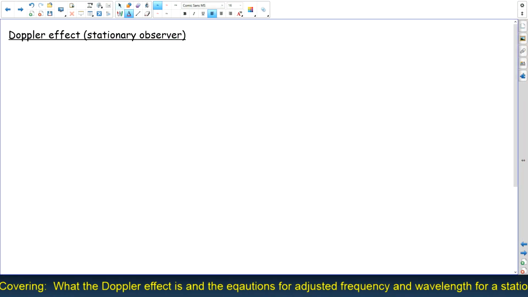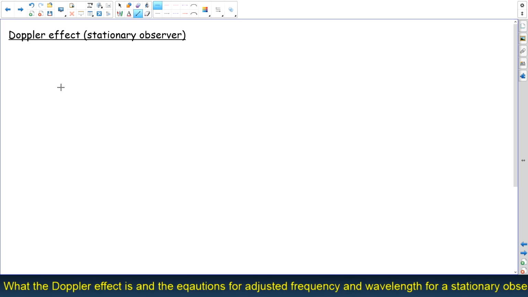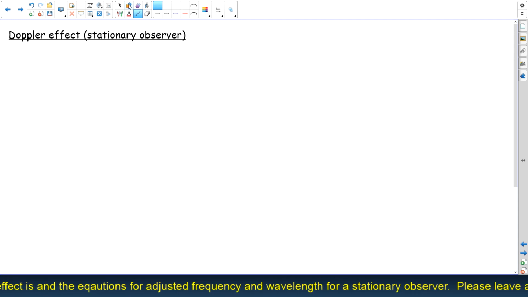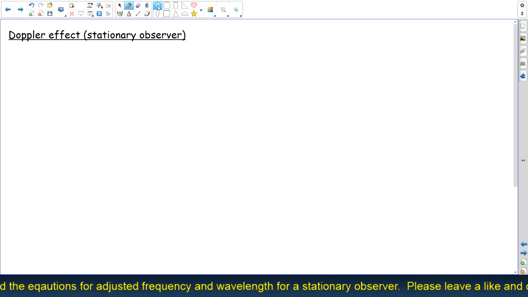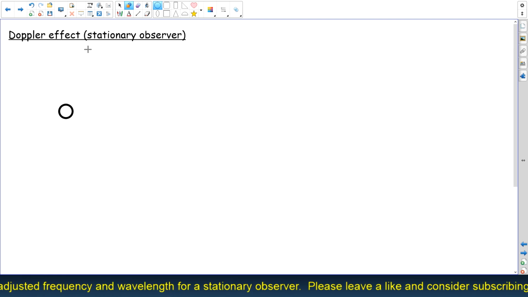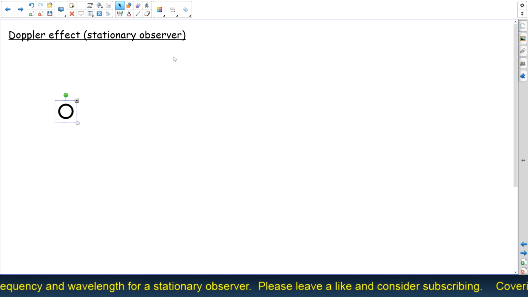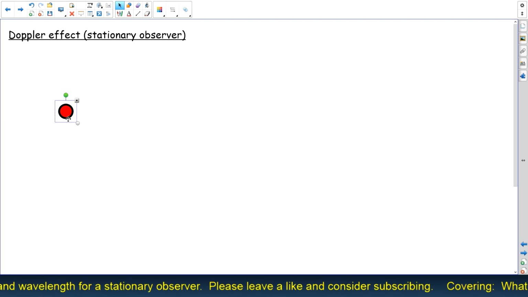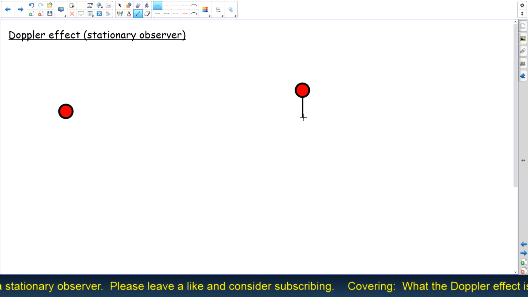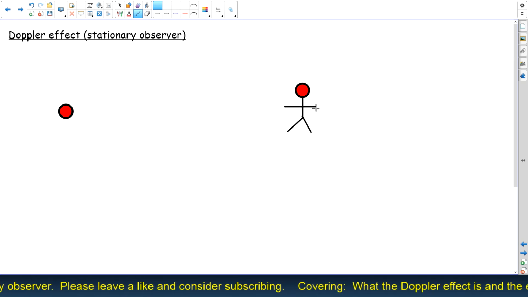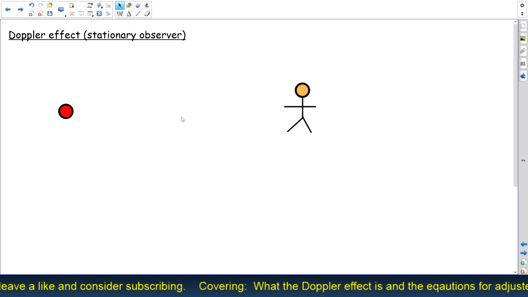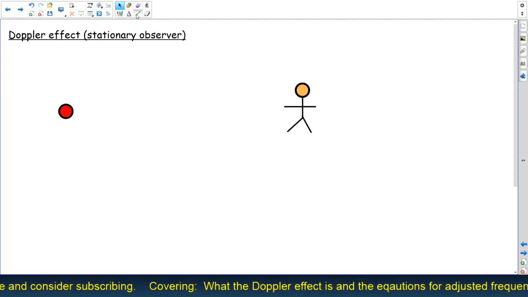Okay, so the Doppler effect is the apparent change in frequency and wavelength of waves due to the motion of two objects, or an object and observer, relative to each other. If I have something that is emitting waves, we'll call this our emitter, a little red emitter, and over here somewhere we have an observer. We'll make our observer a little stick person. Okay, so our emitter here is going to send out waves.